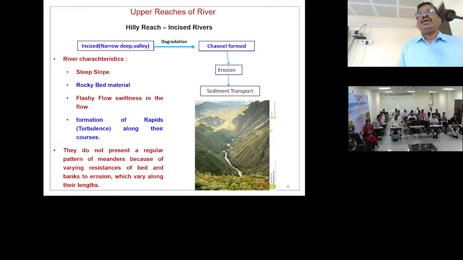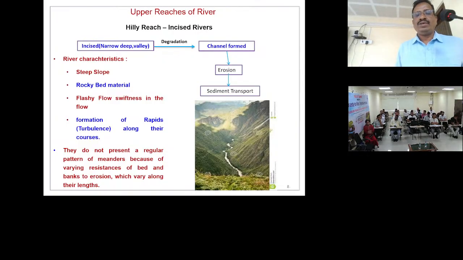Flash flood means a sudden rise of the hydrograph. A higher discharge occurs within a small time period. It is due to a cloud burst in the local catchment. Nowadays it is happening in Hyderabad and all over India, whereas in earlier days it happened only in hilly regions. There is formation of rapid turbulence along their courses. They do not present a regular pattern of meandering because of varying resistance of bed and banks to erosion, which vary along their lengths.